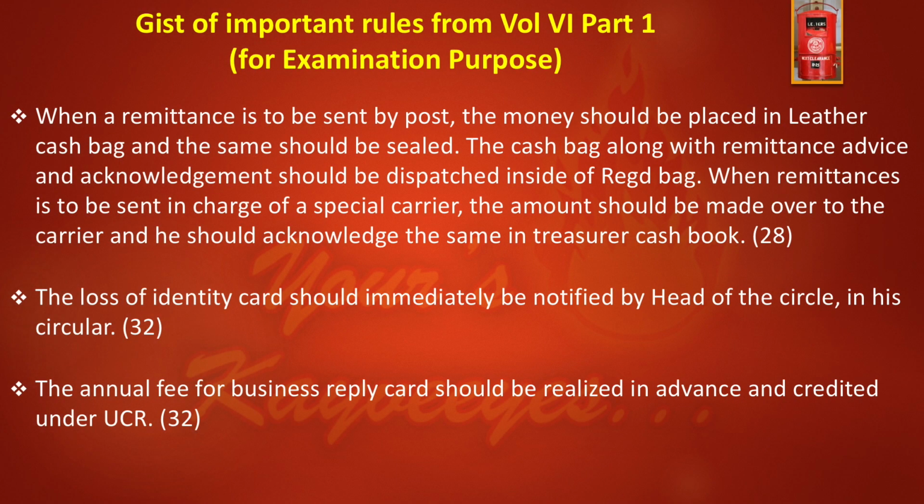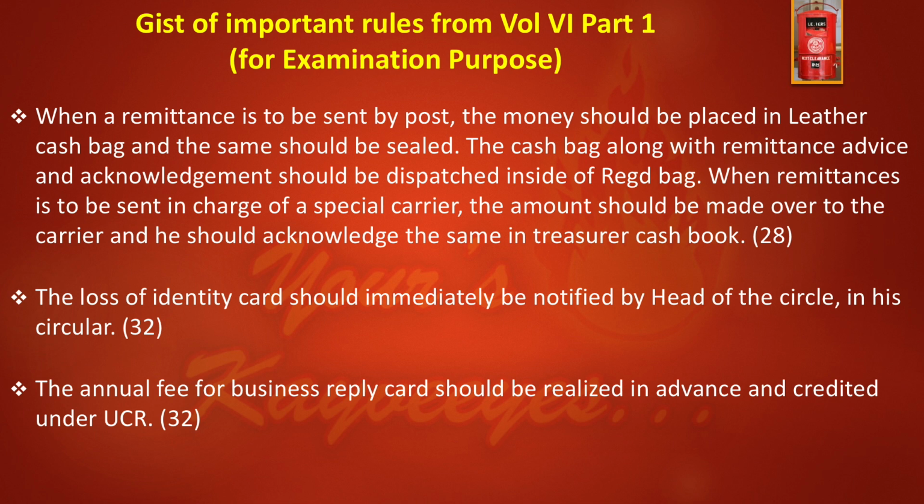When a remittance is to be sent by post, the money should be placed in a leather cash bag and the same should be sealed. The cash bag, along with the remittance advice and acknowledgement, should be dispatched inside the registered bag. When a remittance is to be sent in charge of a special carrier, the amount should be made over to the carrier and he should acknowledge the same in the treasurer's cash book. This is Rule number 28.